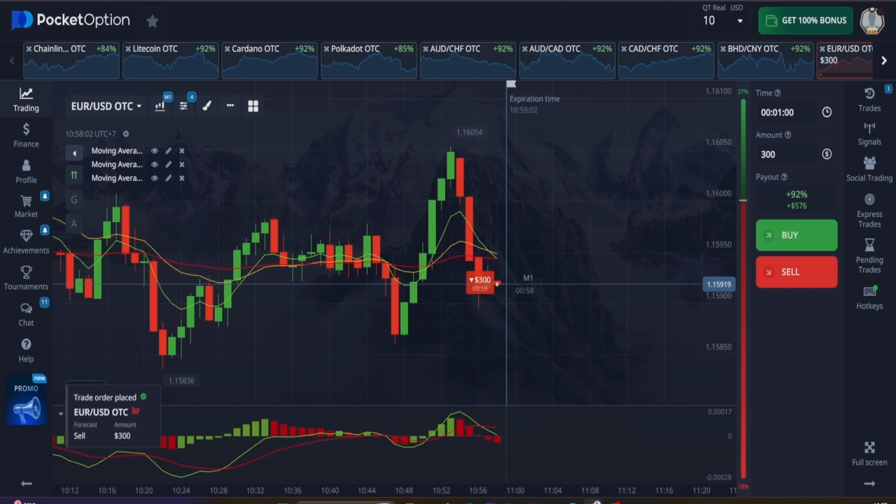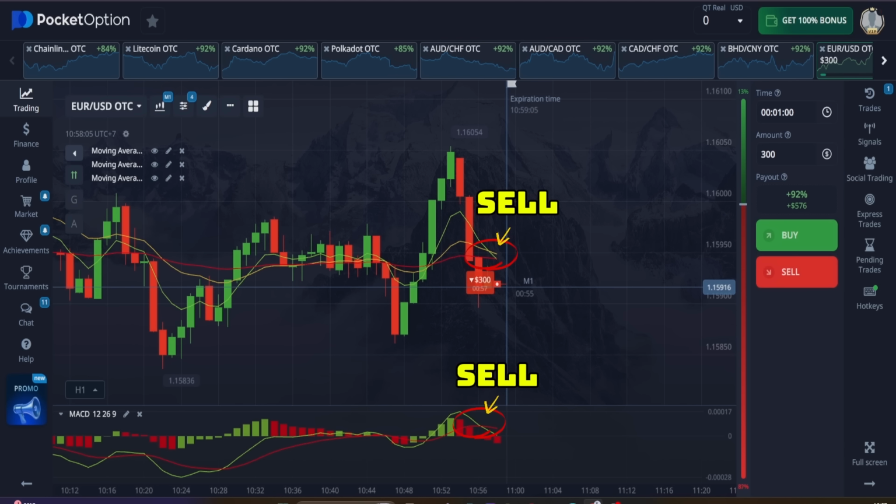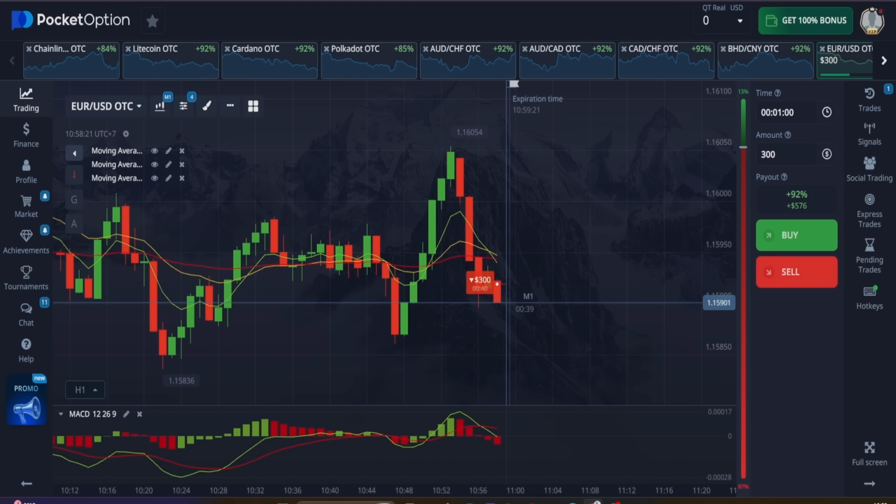I'm entering a sell position because we now have strong double confirmation from both the moving averages and the MACD. The green moving average has crossed downward and is clearly pointing lower, showing that bullish momentum is weakening. At the same time, the MACD has also completed a bearish crossover, with momentum shifting to the downside. This alignment indicates that sellers are starting to dominate the market and that the overall trend is turning bearish. Based on the rules of the strategy, this is a valid and high probability setup.